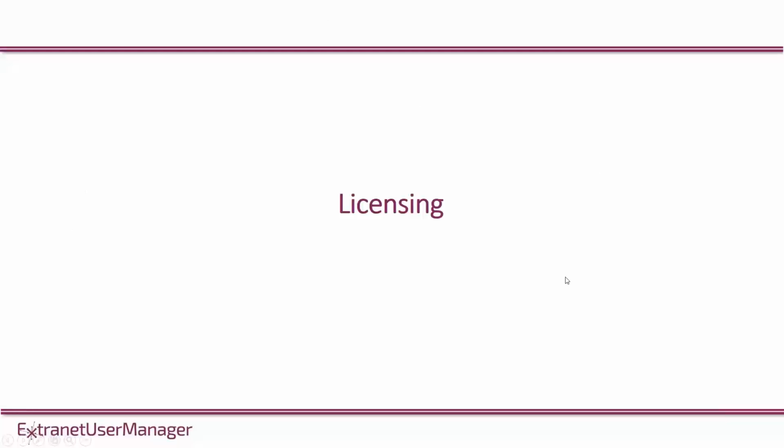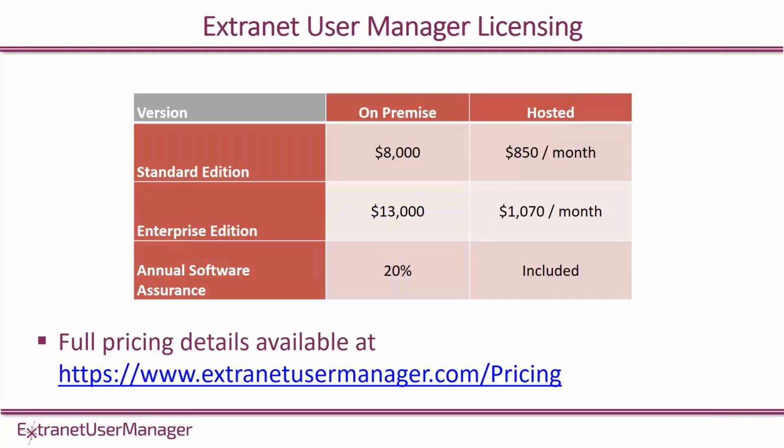All right, so how much does it cost? How do we license the product? What does that look like? Well, we have two models I mentioned, the on-premise and the hosted. The on-premise is a traditional perpetual license, so it's a one-time fee, either 8,000 or 13,000 US dollars, based on whether it's a standard or enterprise edition.